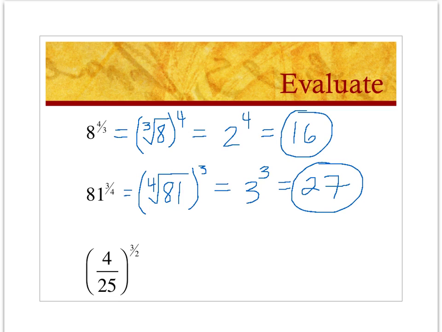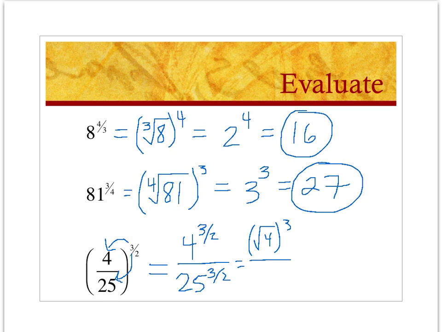You'll see here with the fraction, we need to apply this 3/2 to both the top and the bottom. Talked about that in the first video as well. So this is really, and you don't need this step, but it helps to see this is 4 to the 3/2 over 25 to the 3/2, which is really the square root of 4 cubed over the square root of 25 cubed, which we know is 2 cubed over 5 cubed. Our final answer here is 8 over 125.